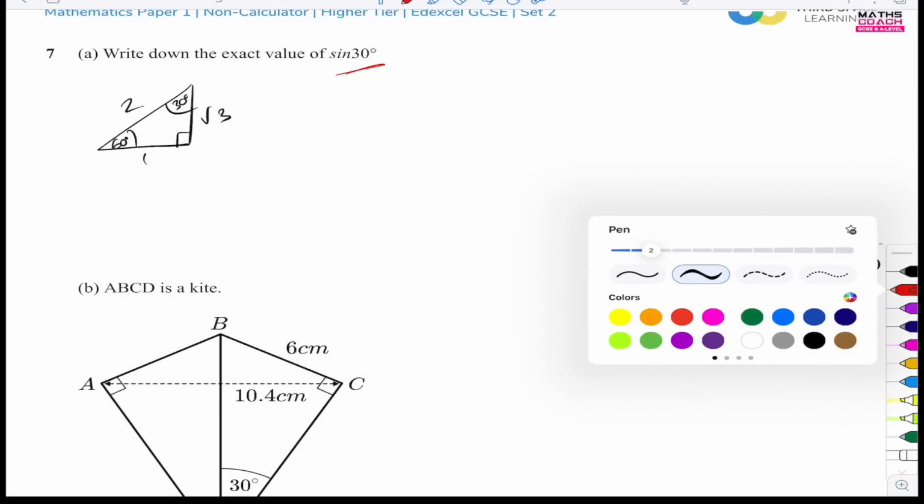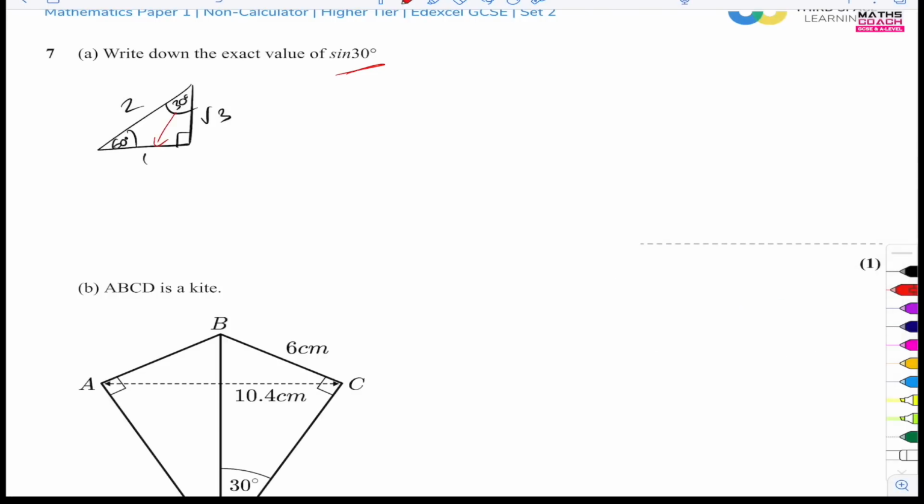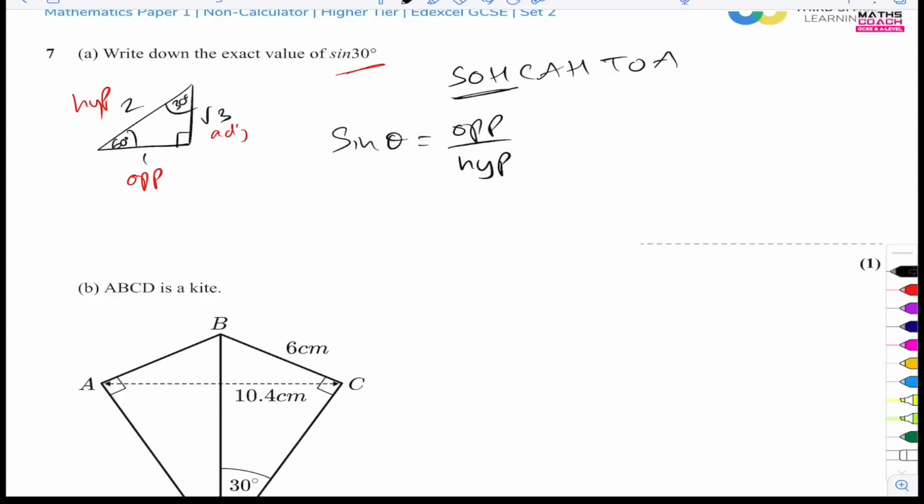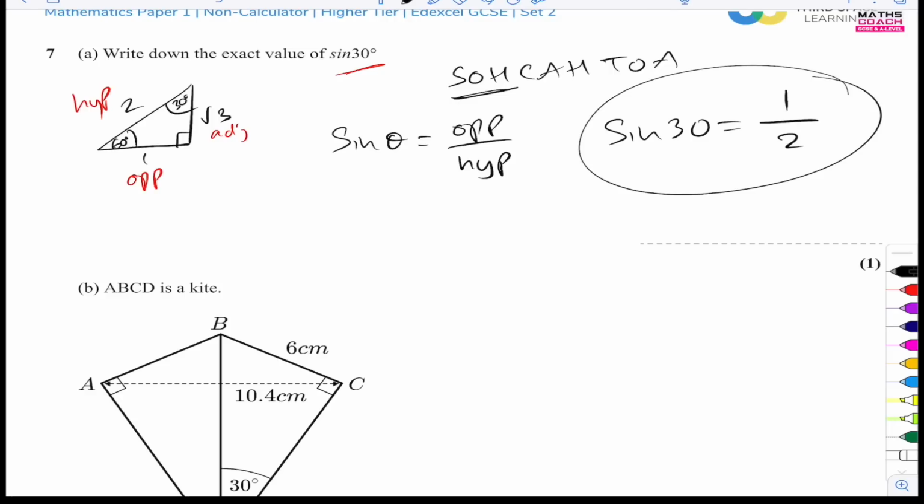So you're looking for sine 30. So this side here will be your opposite. And this is your hypotenuse. And this is, of course, your adjacent, which you don't need. Sine comes from SOHCAHTOA. And you're looking for just sine theta is equal to opposite over hypotenuse. You're looking for sine 30. So sine 30, opposite that is 1 divided by the hypotenuse. The hypotenuse is 2, so 1 over 2. So sine 30 is a half. That's what it's equal to.